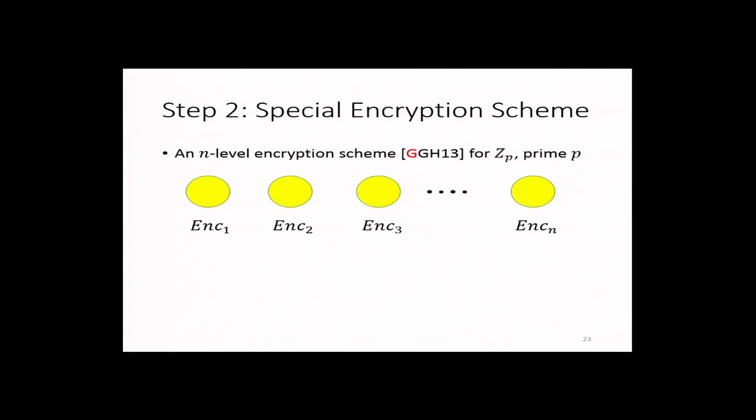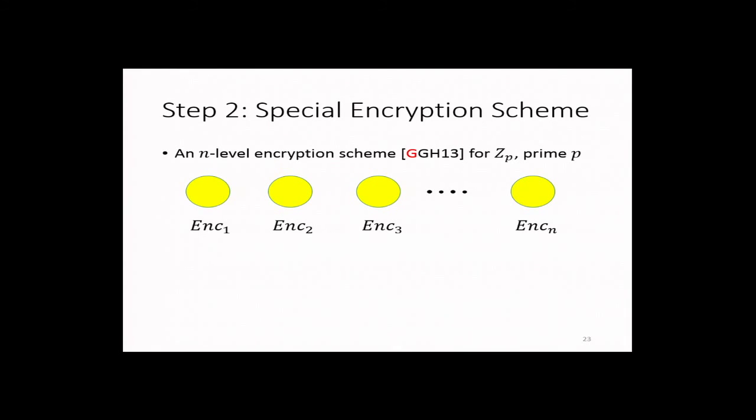I'm not going to go into the number theoretic details of how the encryption scheme is constructed, just abstractly what it is. And abstractly, it's actually very simple. We're going to have an n-level encryption scheme. What the level means will become clear in a second. The plain text space for this encryption scheme is Z_P for some large prime P. So you're trying to encrypt all integers modulo some large prime P, and you can encrypt at n levels.